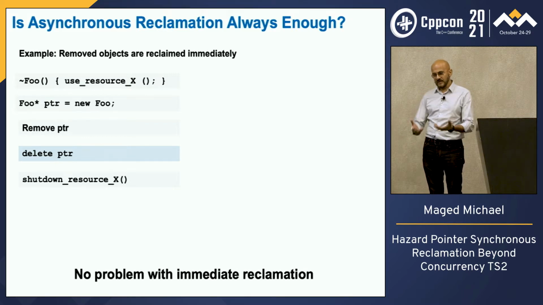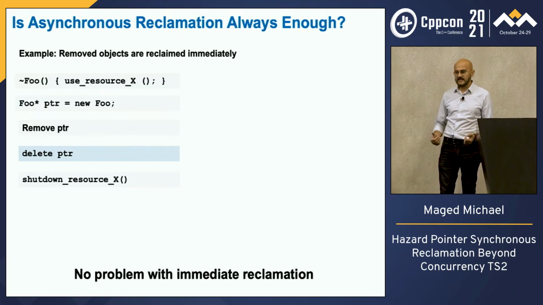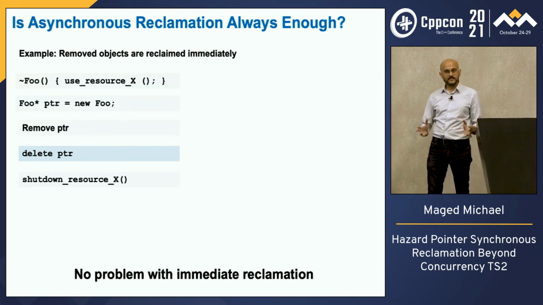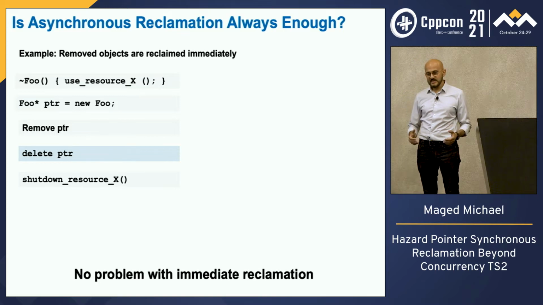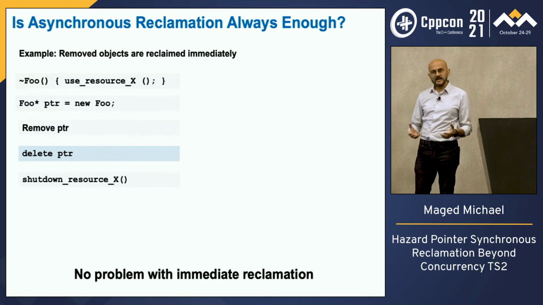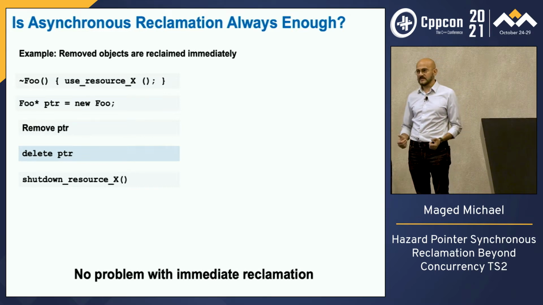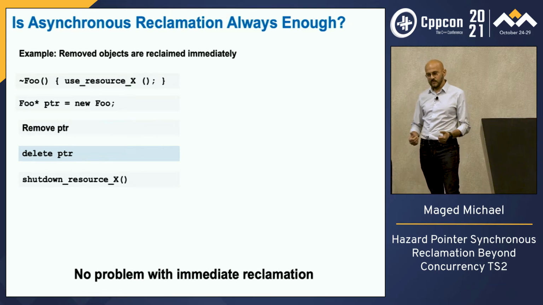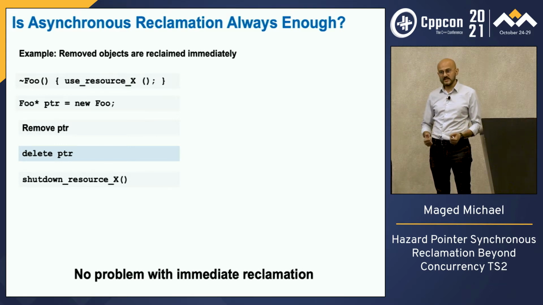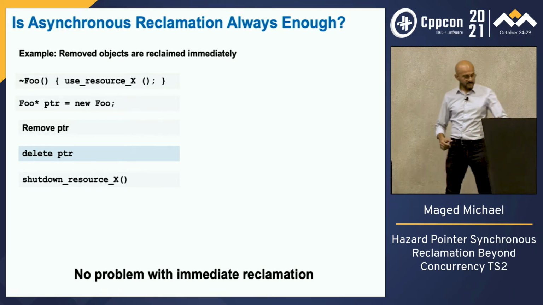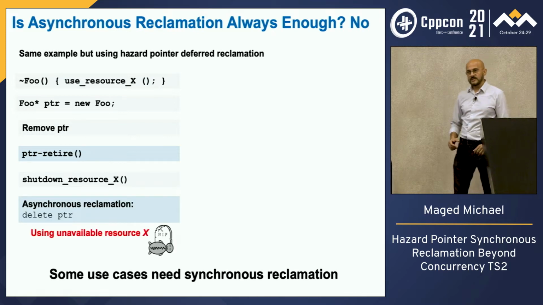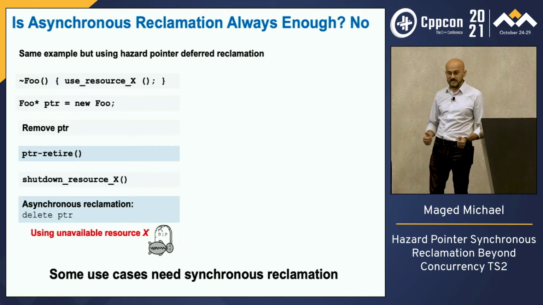We can look at this example, a sequence of events. Here we're not using hazard pointers, and we're not using deferred reclamation. We're just deleting the object right away when we remove it, so there's no problem. Here we have a type whose destructor depends on some resource X. When we do the deletion, we use that resource, but later on that resource is shut down. So far, no problem. But then what happens if we use hazard pointers or deferred reclamation?